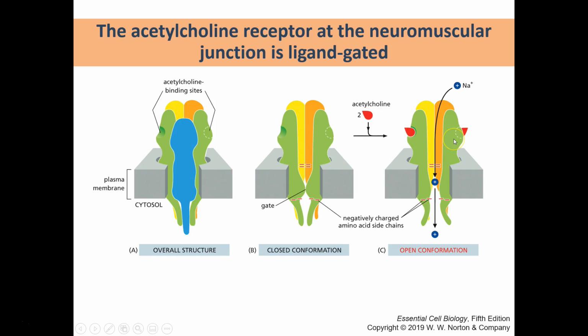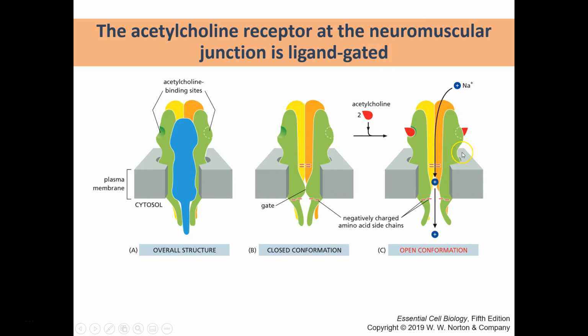Two acetylcholine molecules binding to it activates this receptor to its open conformation, causing sodium ions to get moved into the cell membrane, into the cytosol. And when they move into the cytosol, that's obviously going to change the membrane potential, as we've talked about.